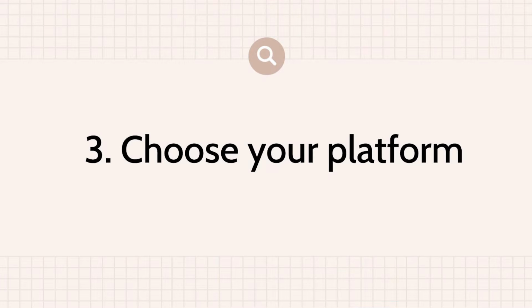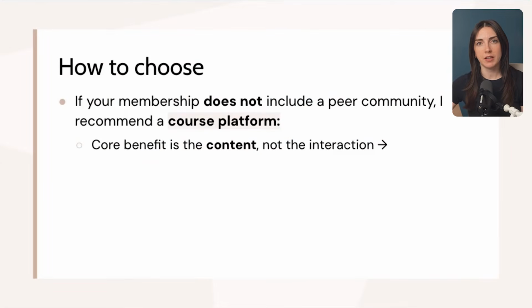Step 3 is choose your membership platform. Now, if you don't have a peer community as part of your offer, then you might be able to simplify and just use a course platform. So the core benefit in your case is access to content, not necessarily interactions with other people.